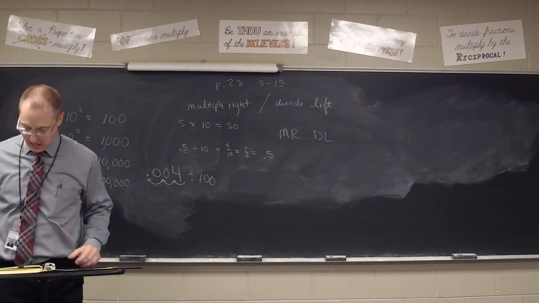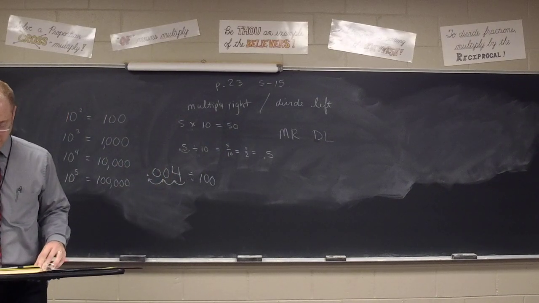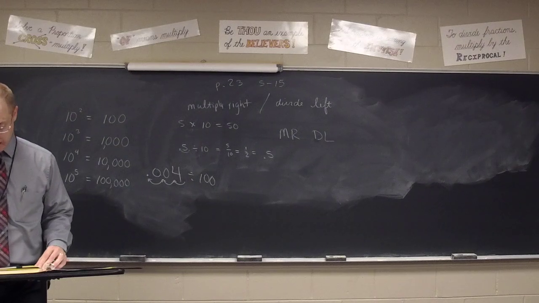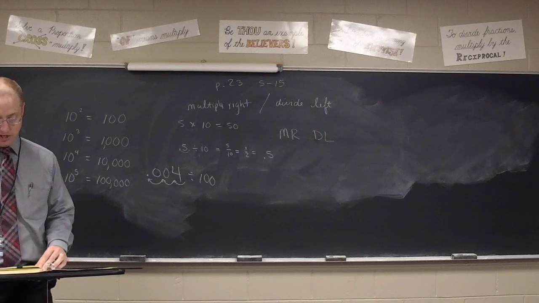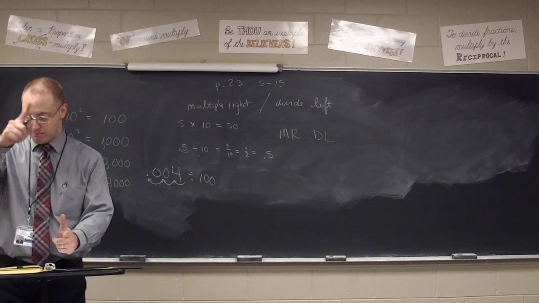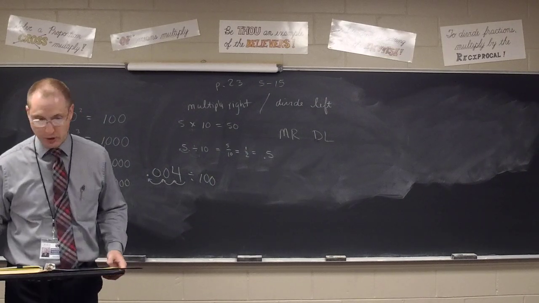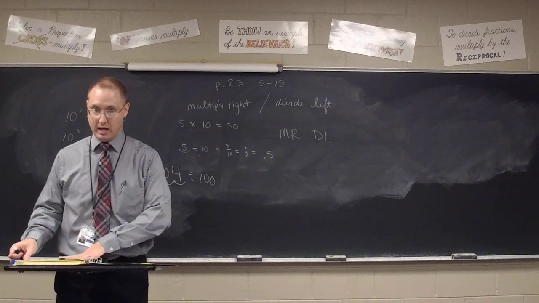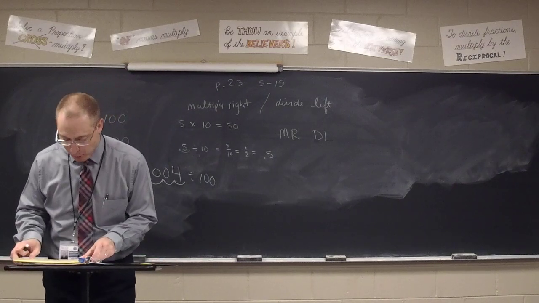Look at the examples now here in the shaded box. 418 divided by 10. How many zeros, class? 1. So move the decimal 1 place, but you're dividing, so go to the left. Boink! Over 1 place, you get 41.8. Does everyone see that?